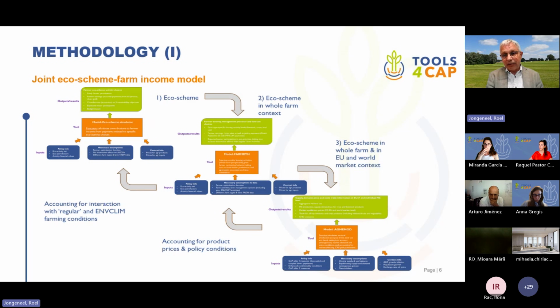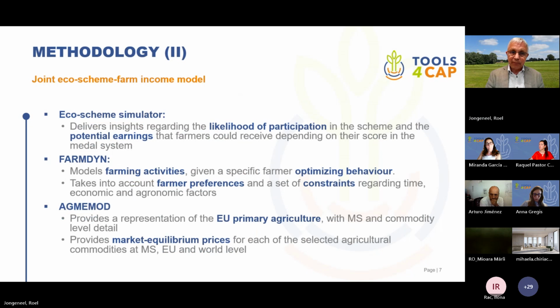And finally, we also added a third tool, which was a kind of sectoral model, which was able to add market prices and market developments in the scheme. So we made an assessment about, according to the market outlook for the coming 10 years, given the prices change, how would that change the adoption behavior of farmers?